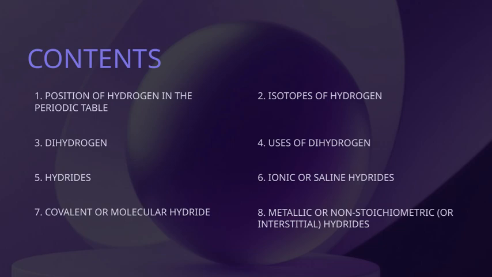Next, we have ionic or saline hydrides. These are formed when hydrogen acts as an anion, combining with metal cations to create salts. They're usually solid, crystalline, and highly reactive, especially with water.